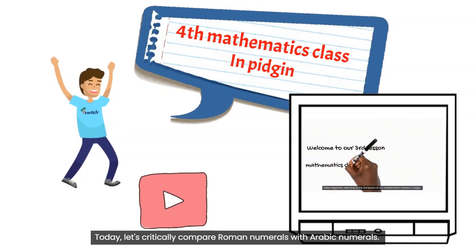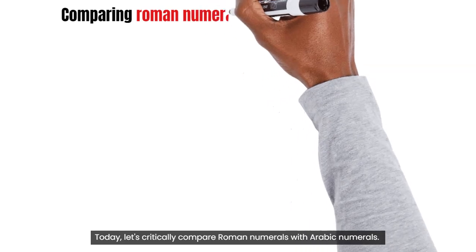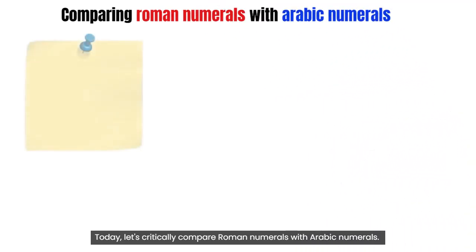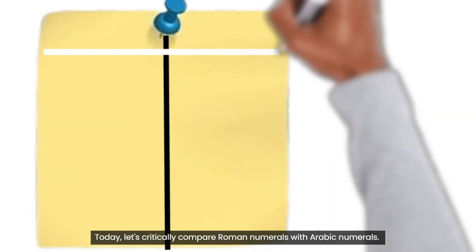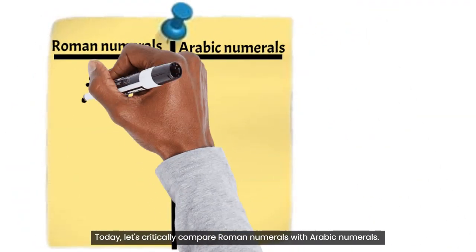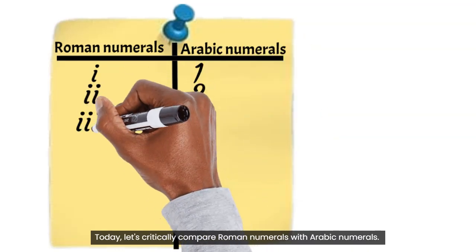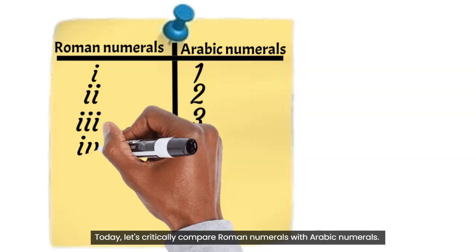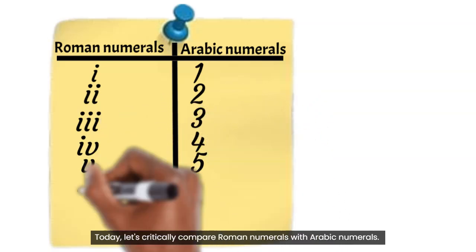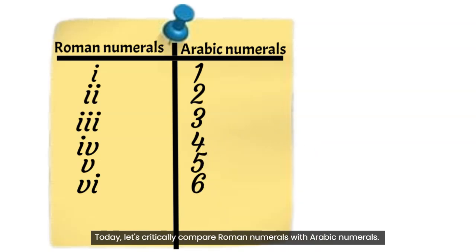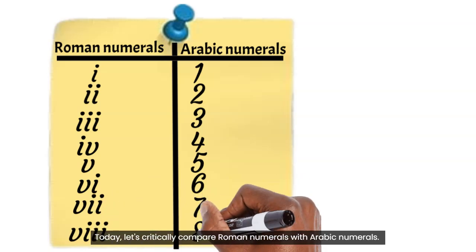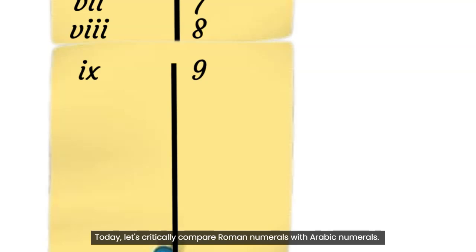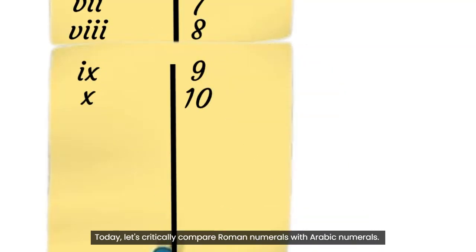Today, we want to critically compare Roman numerals with Arabic numerals. As the smallest number in Roman numerals is I, which is 1, we will begin our comparison with I. 1, I. 2, II. 3, III. 4, IV. 5, V. 6, VI. 7, VII. 8, VIII. 9, IX. 10, X. Now, carefully observe the places where we had connections to standard Roman numerals and standard Arabic numerals.